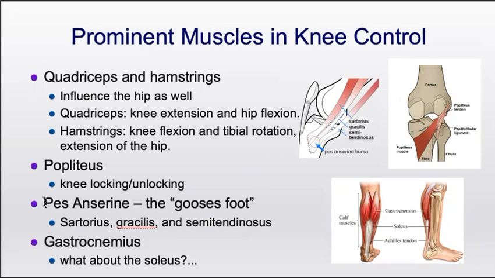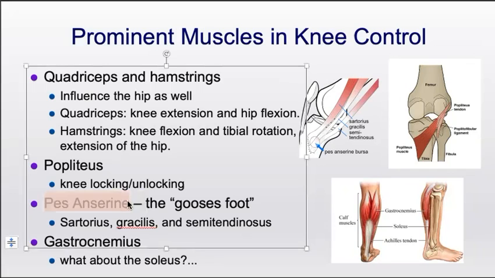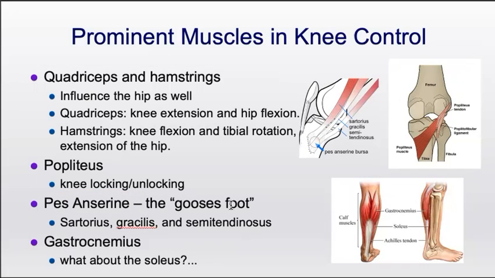The pes anserine is the name. Pes anserine literally stands for the goose's foot. I'm not quite sure what language that is in, but it's this structure on the medial aspect of the knee. And it's called that because it literally looks like a goose's foot. It's the collection of three specific tendons, the sartorius, the gracilis, and the semitendinosus. All of those tendons at their distal attachment come into the medial aspect of the knee, and they attach at the site of the pes anserine.